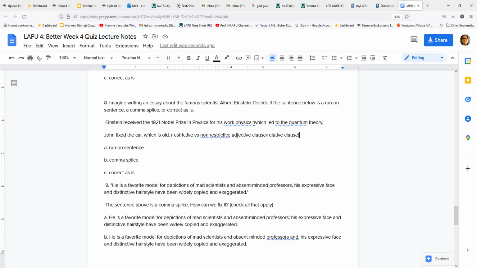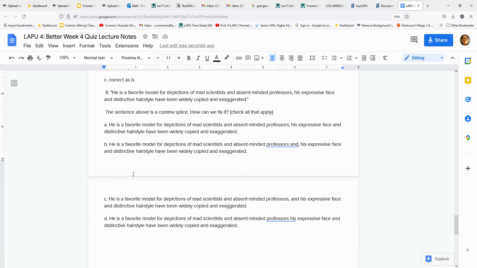And so here, since this is not important, what's important is Einstein received his Nobel Prize in physics, and then comma. Then later on, he did quantum physics, quantum theory, later on in his life, which led to. And so here you have a non-restrictive clause. So anyway, you can learn all about that when you Google that. So the important thing is it's correct as is. After you learn about this, you'll then understand why this is correct.